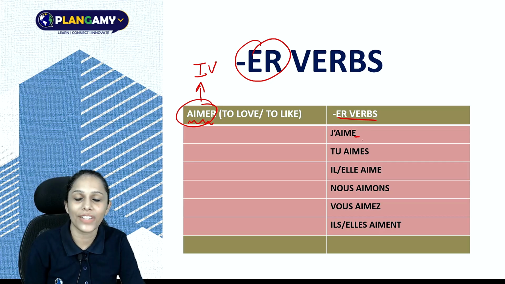Now, E, we have the endings here. ES, we have the endings here. E, we have again the ending. ONS, again the endings. EZ, endings. ENT, endings. Now, let's move further.